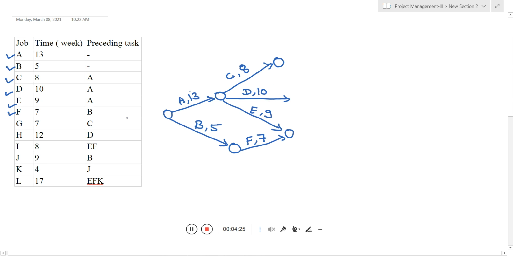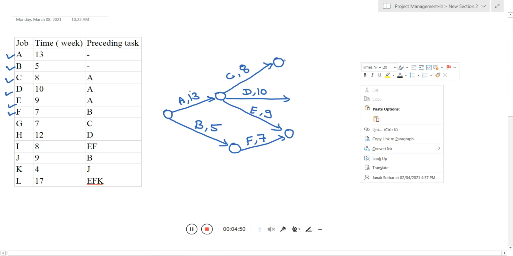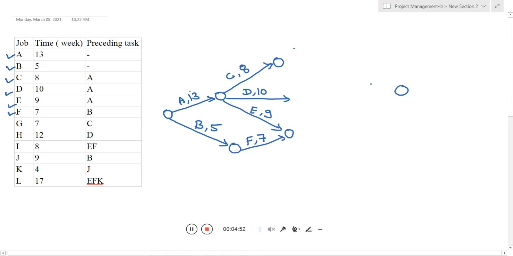Now the next activity, G. For activity G, C is the preceding relation, and G does not play as a preceding for any other activity. So here you can draw the ending node directly, and there you can meet your G. You can draw like this. This is the activity G, and the duration for activity G is 7 as mentioned. So G is completed.